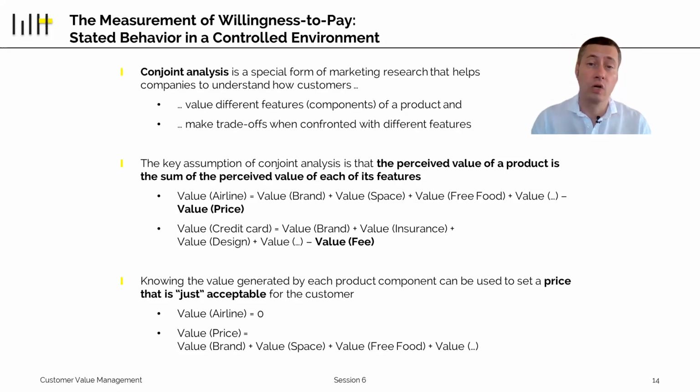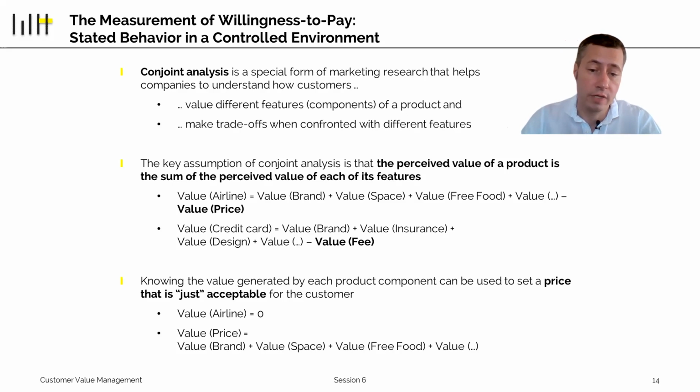And ideally, you would like this product for free. So ideally, the price should be zero. But obviously, this is not the case. So the higher the price, the higher the negative value you associate to price. And the idea of conjoint analysis is to determine the price where the value which is decreased or destroyed by a price is just as large as the value that is created by all the other components. So where the entire value is zero.